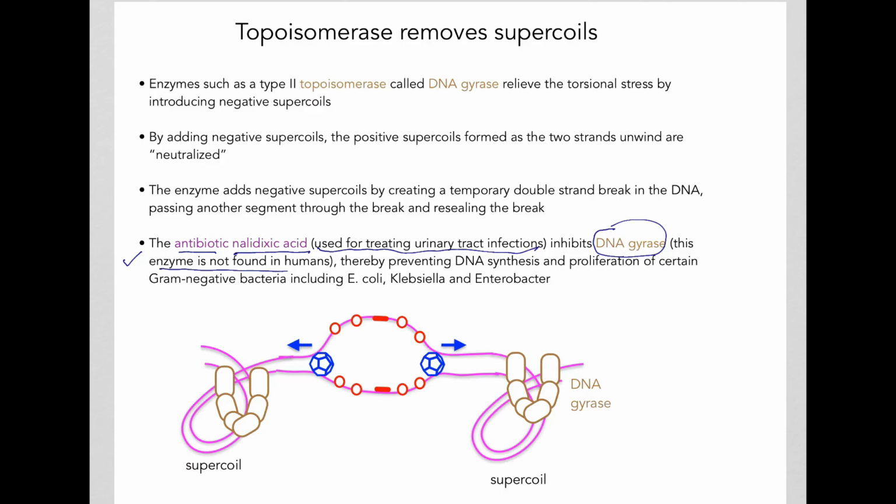Now, DNA gyrase is not found in humans. So by inhibiting DNA gyrase, it prevents DNA synthesis as well as cell division in these gram-negative bacteria such as E. coli, Klebsiella, as well as Enterobacter that are involved in causing urinary tract infections. Okay, so now we have unwinding of the strands, and the positive supercoils are neutralized by negative supercoils, and now this replisome can keep on traveling in either direction.